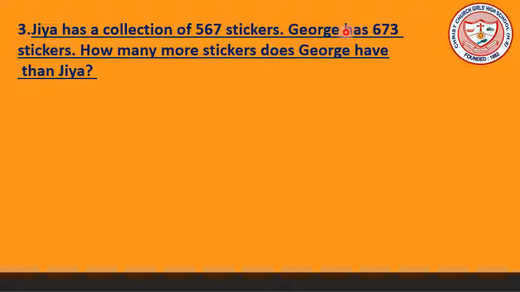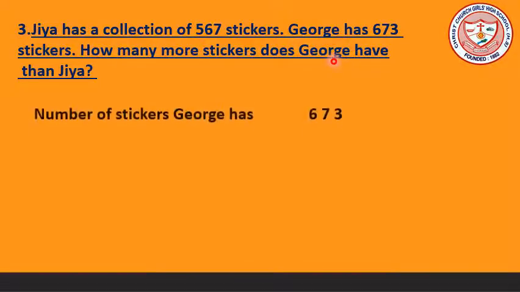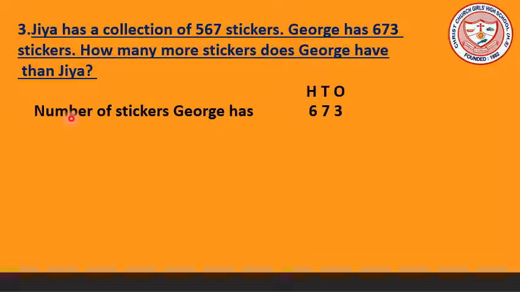So what we are going to do here? Correct. We are going to do subtraction over here. So let's start writing. Number of stickers George has, 673. Why we have written this statement first? Because we are going to do subtraction. And we know 673 is bigger than 567. So we are going to start writing with this sentence.